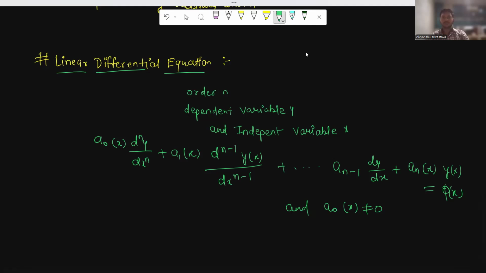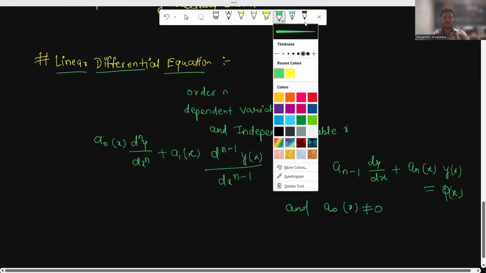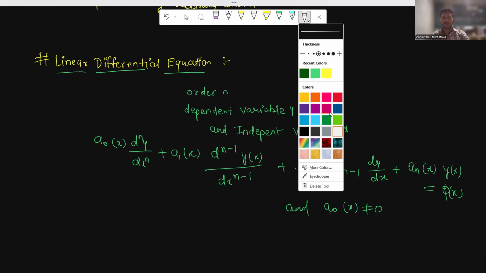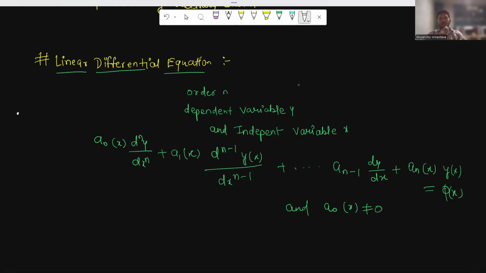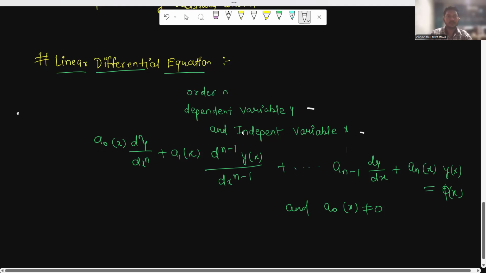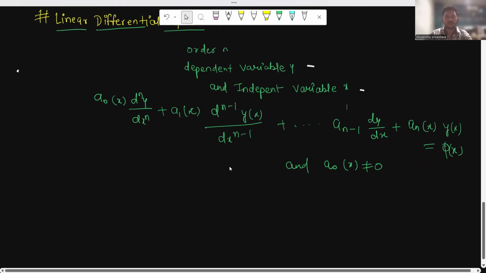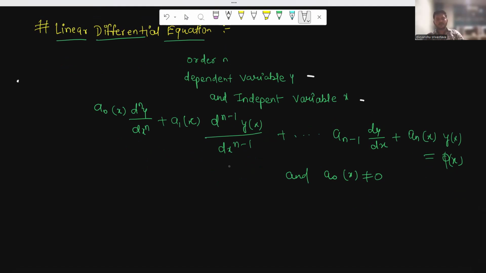So this is the basic thing, you know it very well. In the last class, I taught you this kind of thing. Today the topic is linear differential equations, a part of ordinary differential equations. If you have order n, a dependent variable y and an independent variable x, then you represent it like this, and you may say that it is a linear differential equation. Now the next thing is very important.